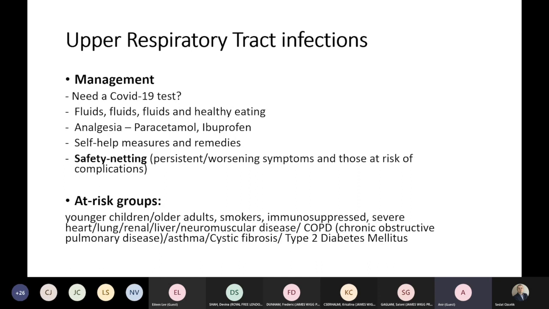It's also important to think about those with severe comorbidities that affect the heart or the lungs. So those who have congestive cardiac failure or chronic kidney disease, and those with lung conditions such as COPD, asthma, and cystic fibrosis.